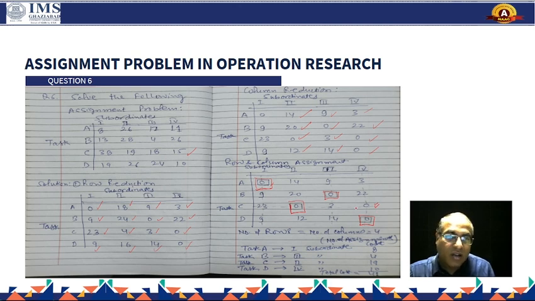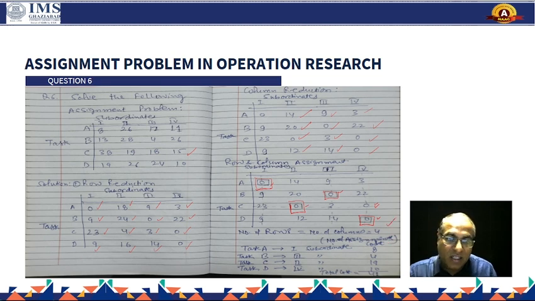So now count the number of allocations. 1, 2, 3 and 4. Total 4 assignments have been made, whereas in the question also there were 4 tasks and 4 subordinates. So it was a balanced assignment problem because the number of rows and number of columns was the same, and we are able to perform the algorithm. So number of rows 4, number of columns 4, and number of assignments is also 4. So our solution is completed.